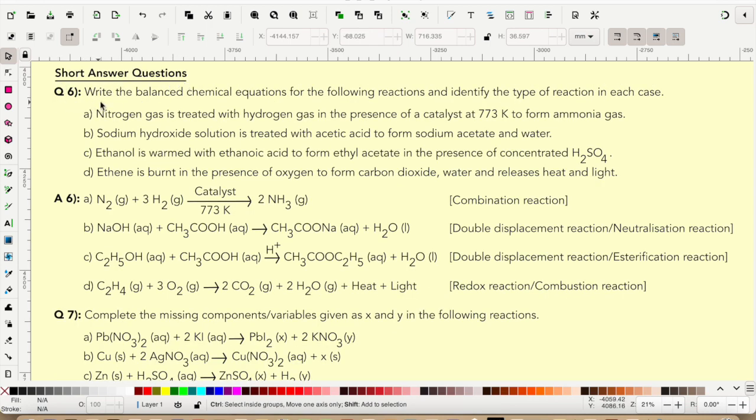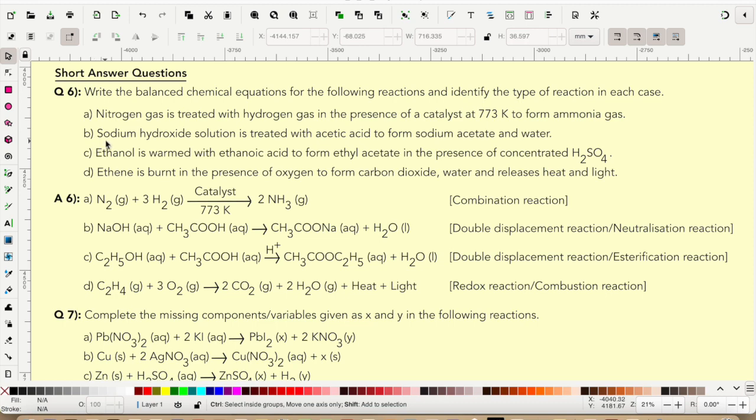Question number 6. Write the balanced chemical equations for the following reactions and identify the type of reaction in each case. First one is nitrogen gas is treated with hydrogen gas in the presence of a catalyst at 773 Kelvin to form ammonia gas. The balanced chemical equation is N2 plus 3H2, in presence of catalyst and at 773 Kelvin, makes 2NH3, and the type of reaction is combination reaction.